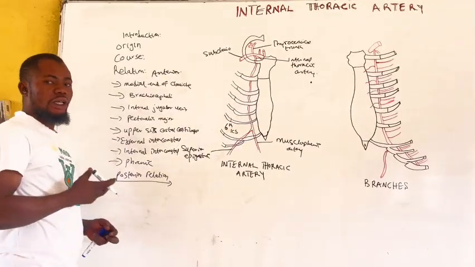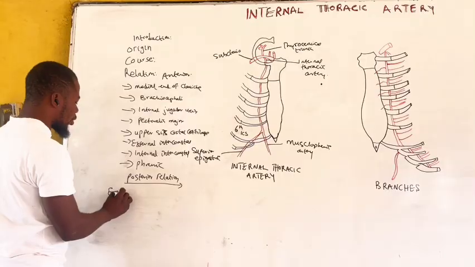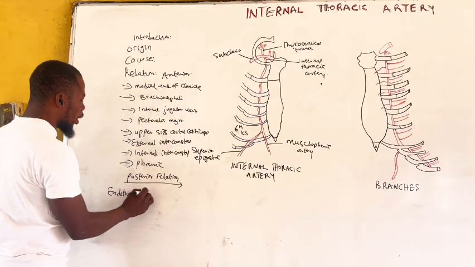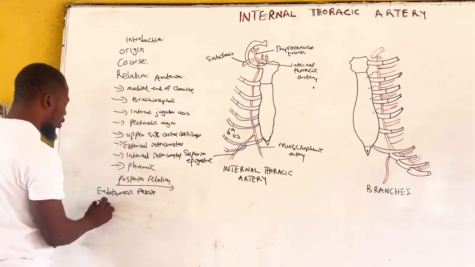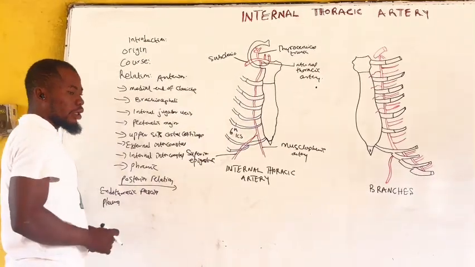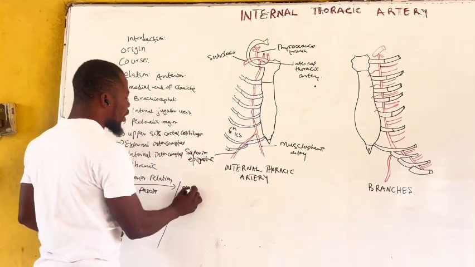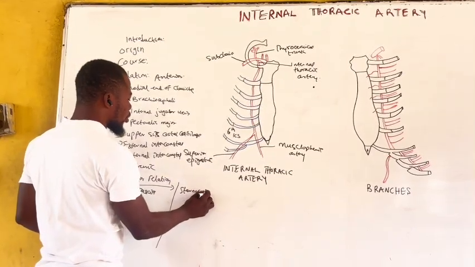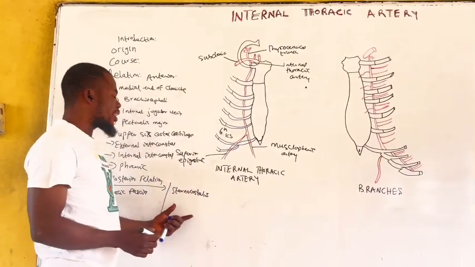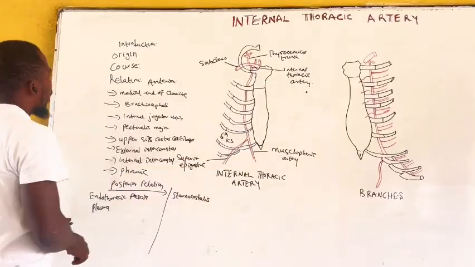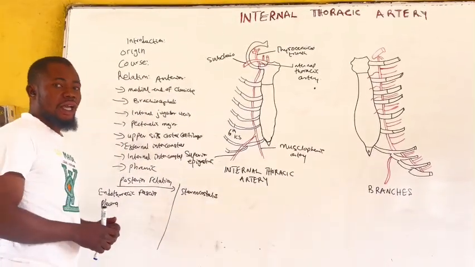Now, the posterior relations of the internal thoracic artery are as follows. Before the second costal cartilage, it has a relation with the endothoracic fascia and the pleura, whereas after the second costal cartilage, it has a relation with the sternocostalis muscle, and this muscle is the one that separates it from the pleura. So that is all about the relations of the internal thoracic artery.